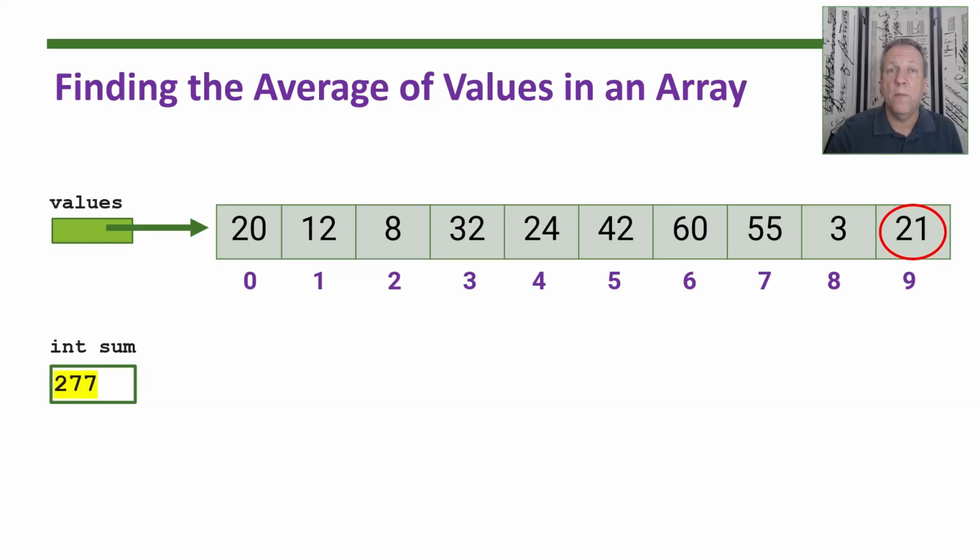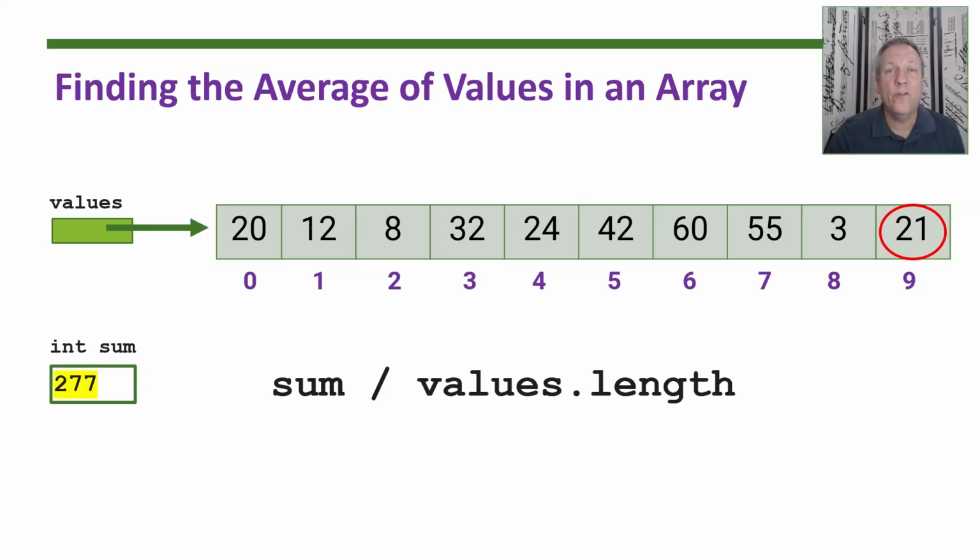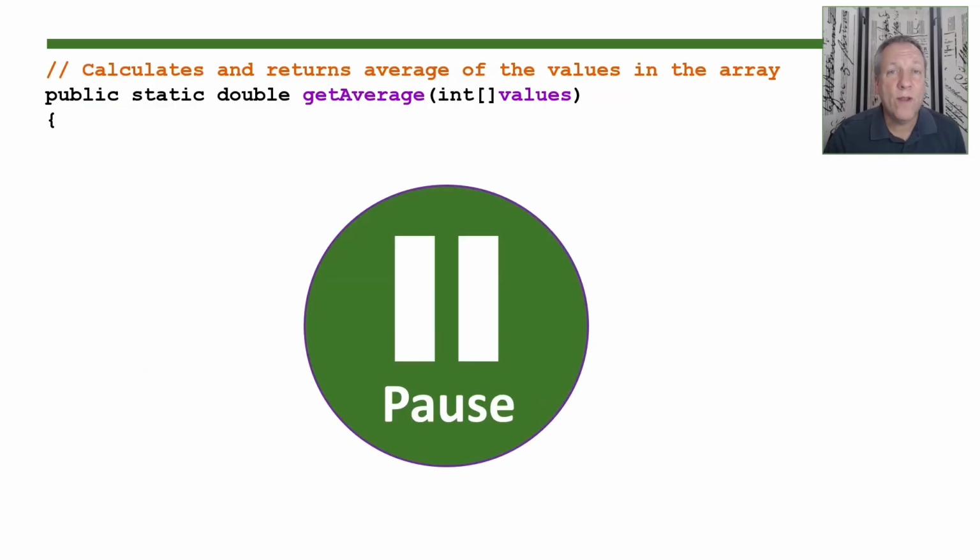So that's our sum. Now, what do we have to do? Well, we're going to have to divide the sum by the number of values. Well, we could say divide by 10, but we want this to work for any array. So how do we know how many elements are in the array regardless of how we declared it? We're going to use values.length. So sum divided by values.length is going to give us the average. That's our algorithm. So let's write the code now.